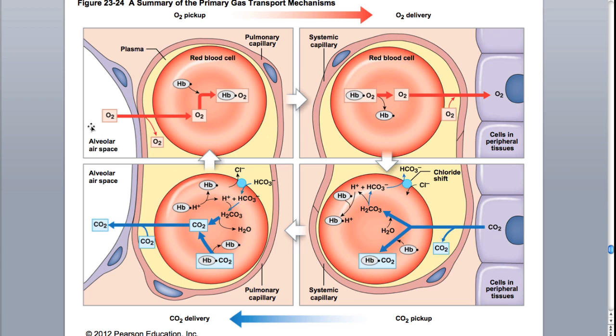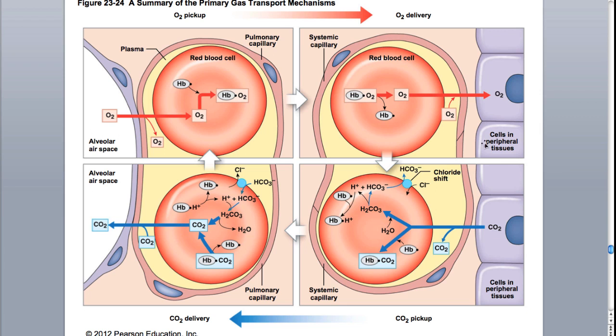Here we are in the lungs. So this is the lung here, alveoli. This is my blood capillary. Okay. What are we doing here? Oxygen is being picked up and it goes on to hemoglobin. That part makes easy sense.